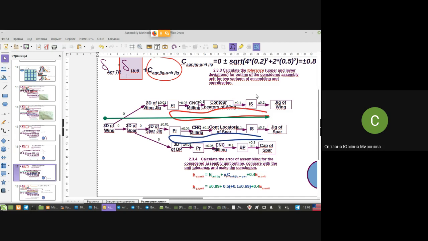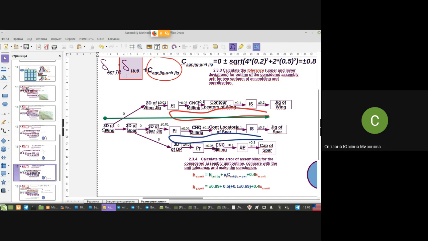Next, when you combine this contour locator with the skeletons that you made in the instrumental stand, the final stage of mounting the jig, combining all the elements of the jig together, might have an accuracy up to 0.2 millimeters.